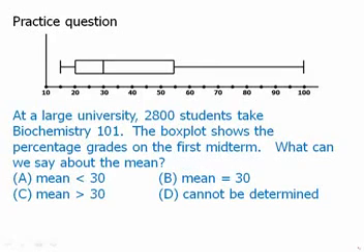Here's a practice question. Pause the video and then we'll talk about this. Okay, at a large university, 2,800 students take Biochemistry 101. The box plot shows the percentage grades on the first midterm. What can you say about the mean? Well, here's the thing. We know the median. The median is right here, around 30.